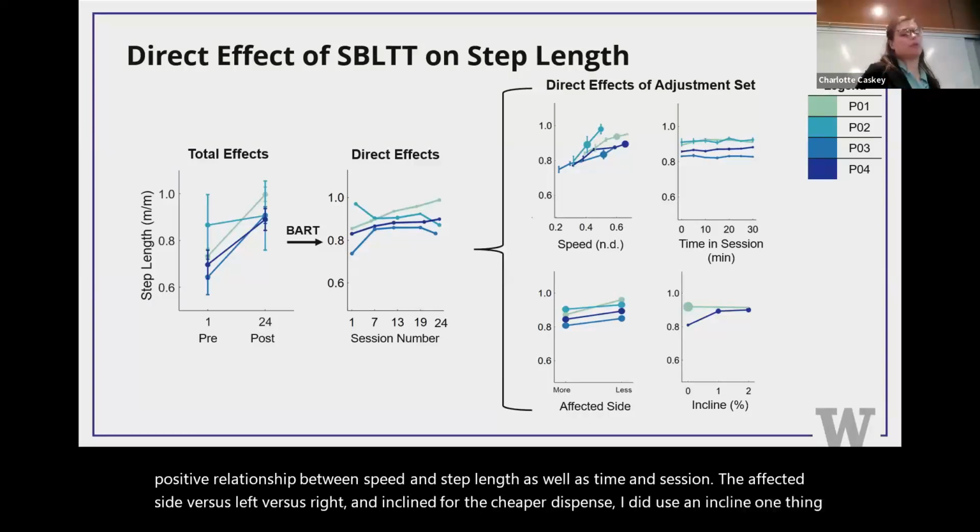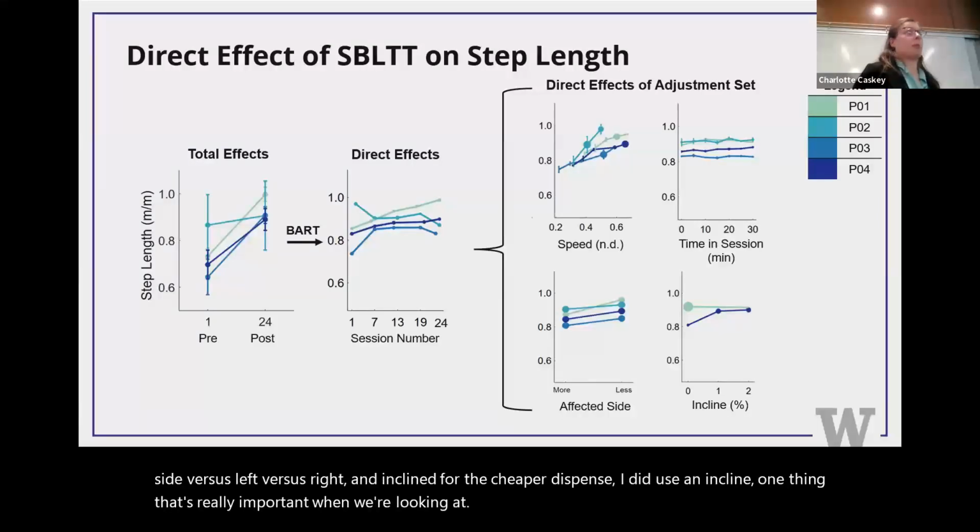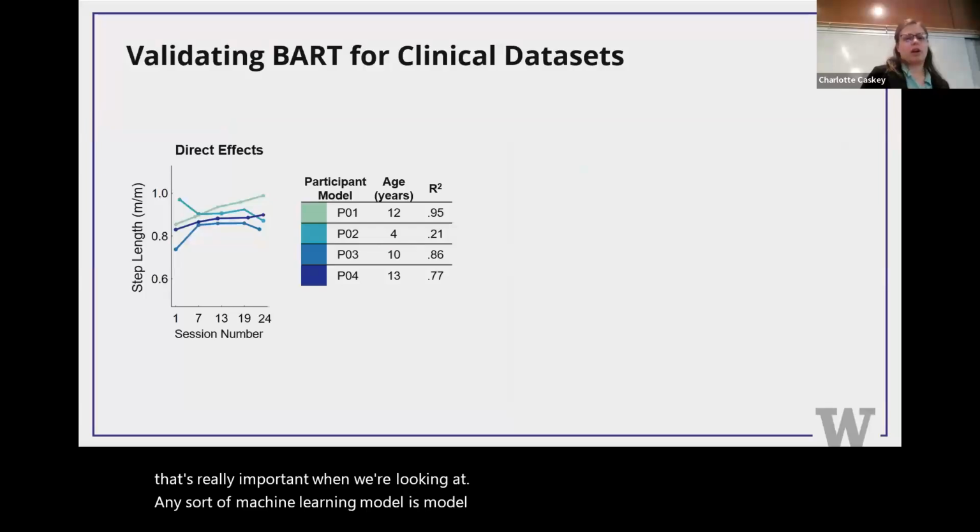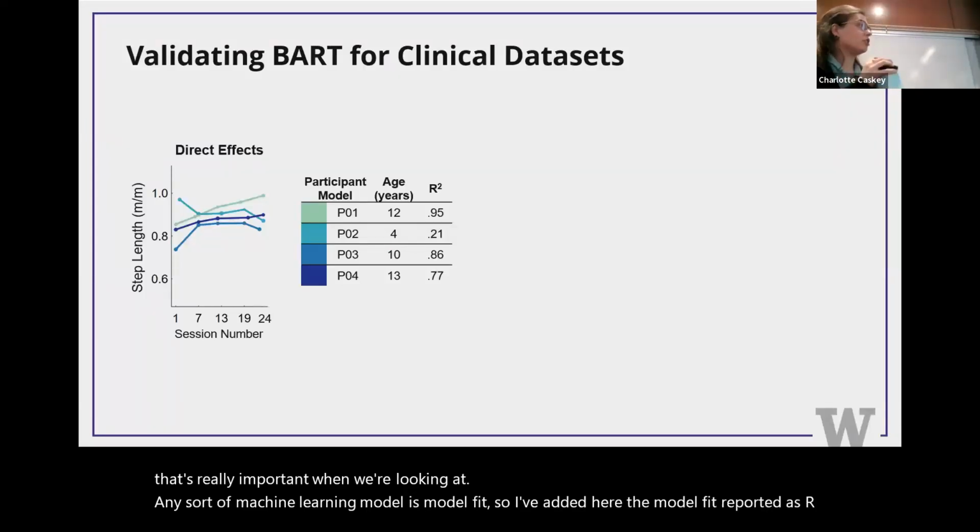One thing that's really important when we're looking at any sort of machine learning model is model fit. So I've added here the model fit reported as R squared, and the age and years of each participant.